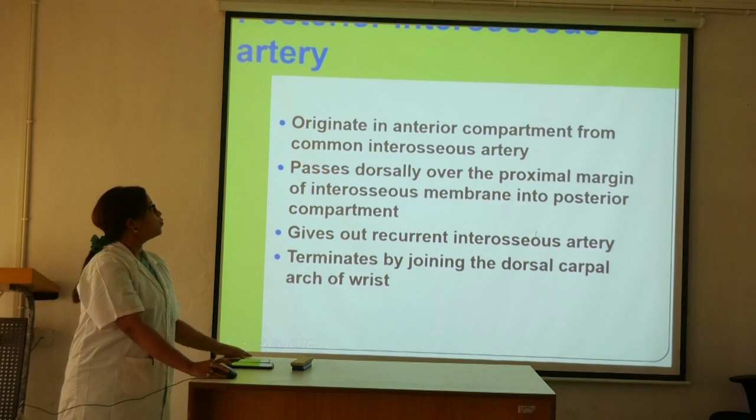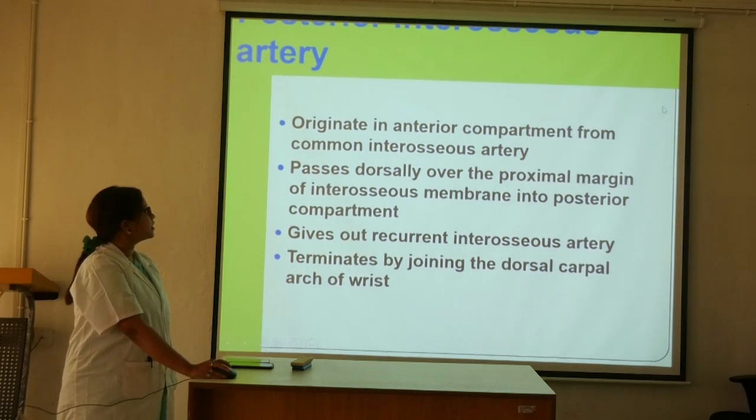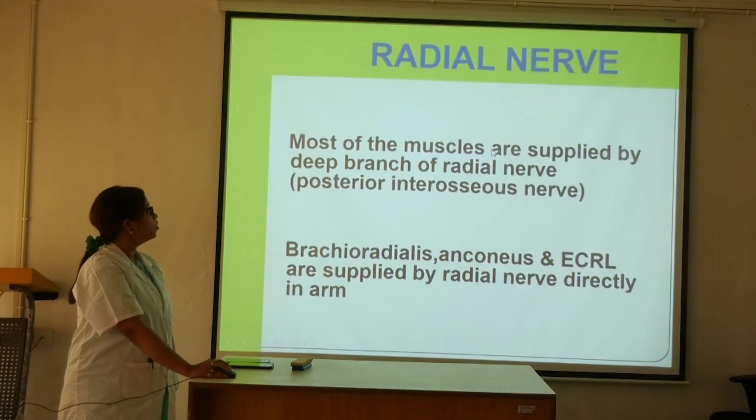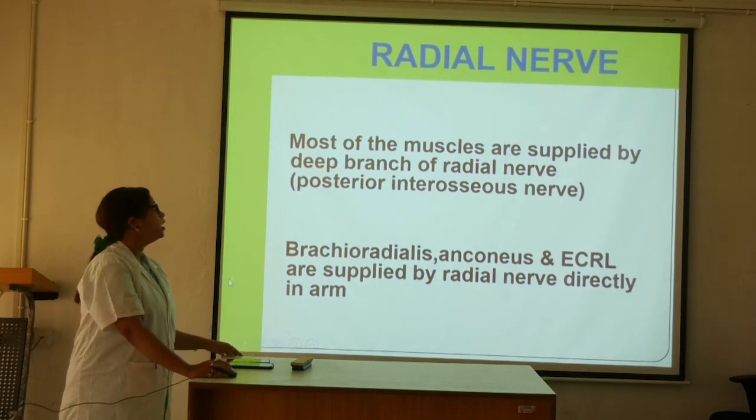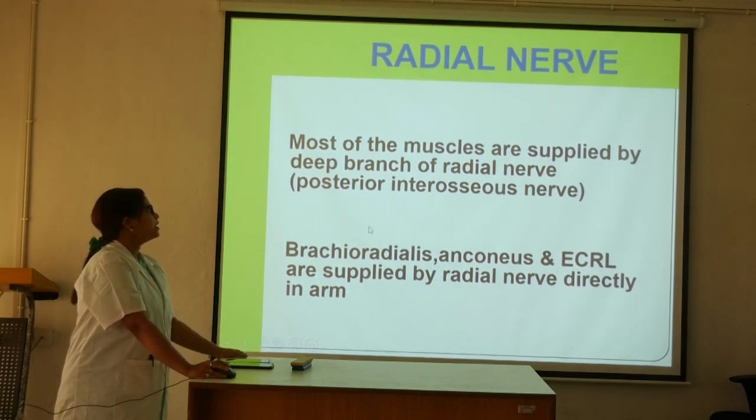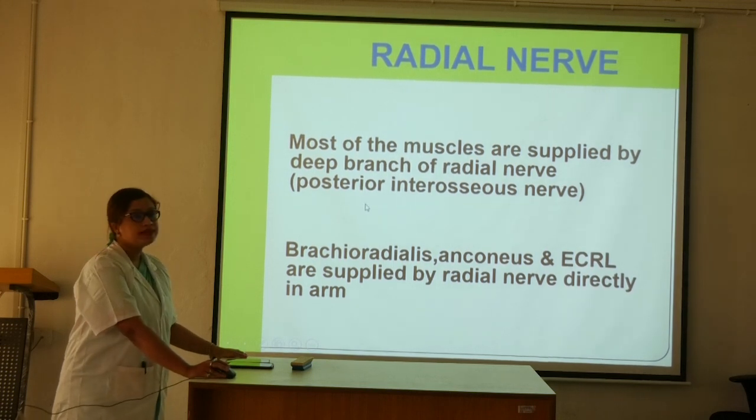So this is about which artery? Anterior interosseous artery. Okay, so they are making the common interosseous artery. So it's not that much important. Okay, we skip the slide. Radial nerve. Write it down. Radial nerve. It's very important. So most of the muscles are supplied by the branch of the radial nerve. So what is this called? It is the posterior interosseous nerve.